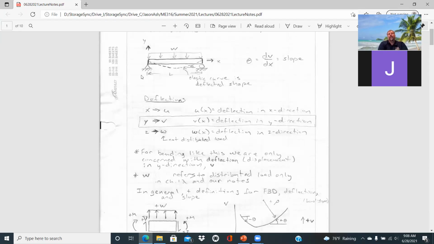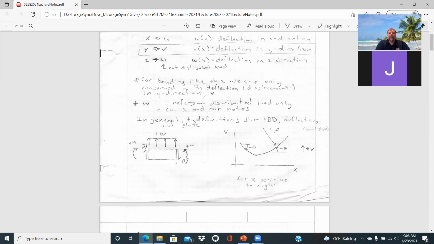For bending like this, we are only really concerned with the deflection in the y direction, so the v of x term. So I have a box around that. And for everything that we're doing in Hibbeler, that w we're going to look at is going to refer to the distributed load only here in chapter 12 and within our notes. And so we will not be looking at, say, deflections in the z direction like you would see in Roark's Formulas for Stress and Strain. And so w is always going to refer to that distributed load.